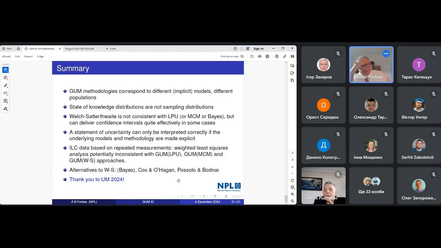Well-Satterthwaite weight is quite a bit different from the other approaches. We only use Welch-Satterthwaite because we have to deal with the problem of what happens when we've got less than 4 repeat measurements. So there are alternatives. Basically, one alternative is to do everything using Bayesian approaches, which is fine, although some people don't particularly like that solution. Cox and O'Hagan and Postle and Bonner have looked at other approaches where you're looking at medians and quantiles and so on, rather than means and standard deviations as a summary of a distribution.